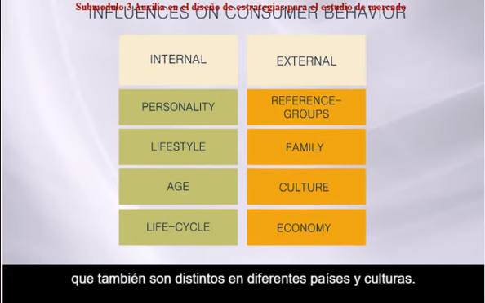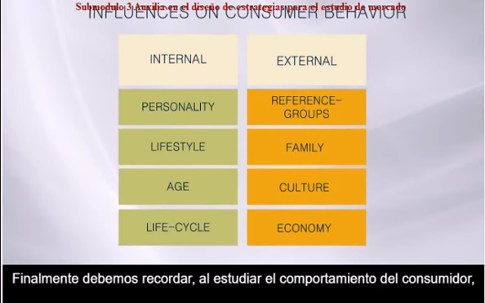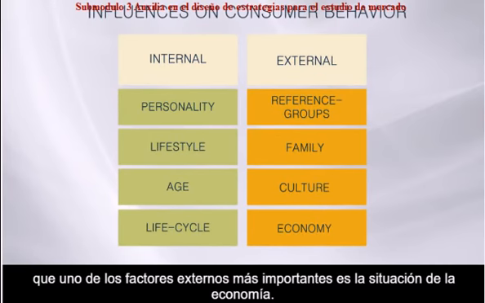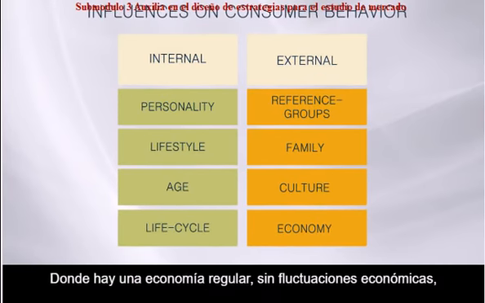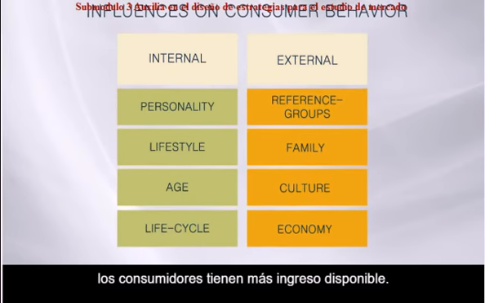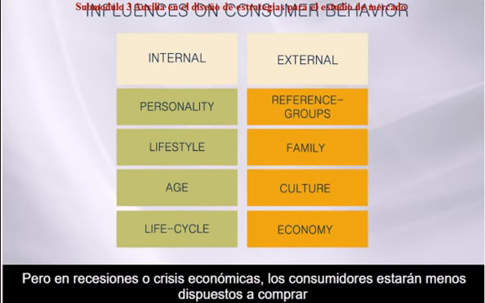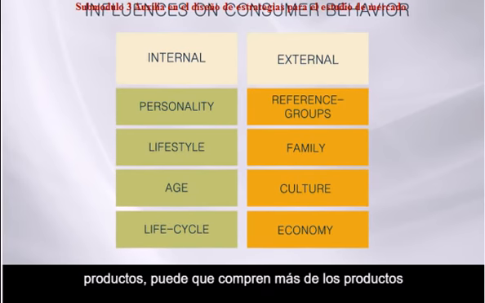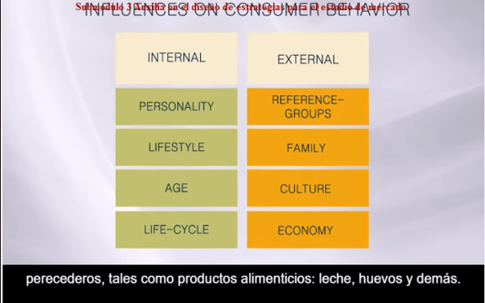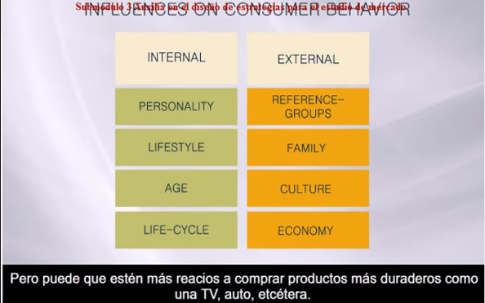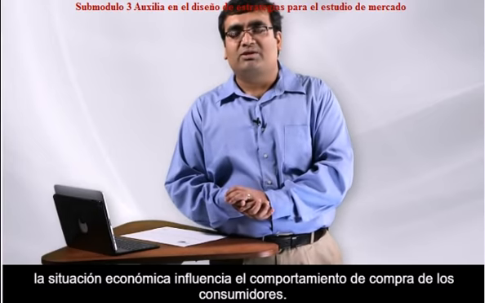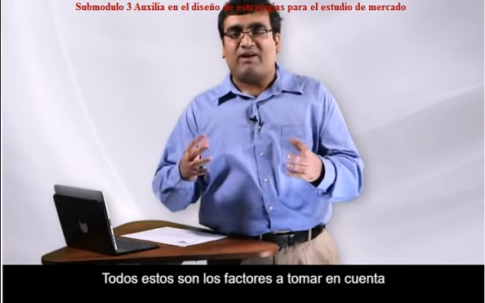And finally, we have to remember when studying consumer behavior, one of the most important external factors is the situation of the economy. When there is a regular economy without any economic fluctuations, of course consumers have more disposable income, so they will buy better products and buy more, which is good for the company. But under recessions or economic downturns, consumers will be less willing to buy products that frequently. They might be buying more of the frequently purchased products like food products, milk, eggs and so on, but they'll be less likely to buy durable products like TVs, cars and so on. So definitely the economic situation influences consumers' purchase behavior overall, and these are the factors which have to be kept in mind when studying the behavior of consumers.